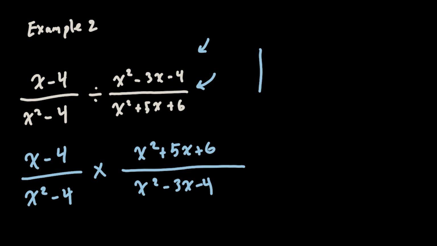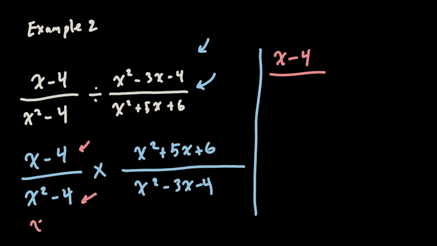Now we will factor. If you look here, we cannot factor this, so we just write x minus 4 over. We can factor this because it's the difference of two squares, which we can write as x to the power 2 minus 2 to the power 2. So here we will have x minus 2 times x plus 2. Okay, and we will have multiplication here, and then we'll factor this.